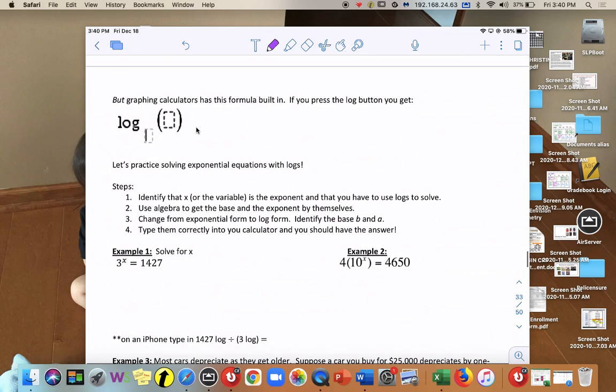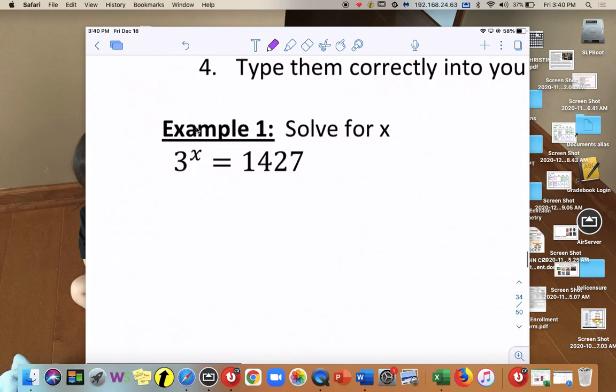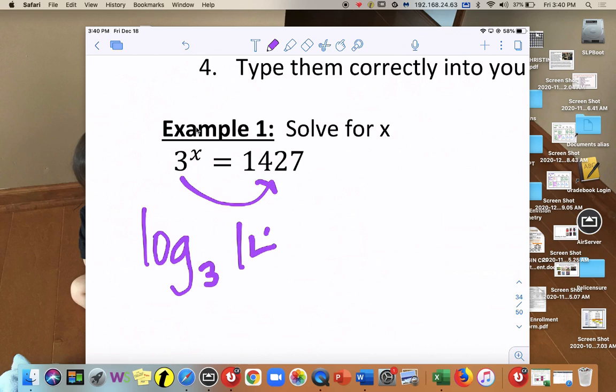Okay, so let's practice just solving. Solve for x. This is an exponential form. Let's change it to log form. So we're going to say log base 3, and we're going to make our loop of 1427 equals x. All right, so there's log form.